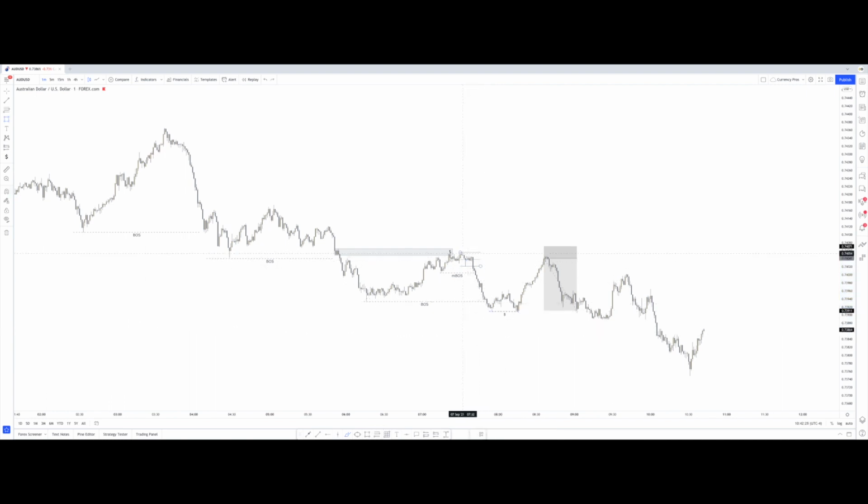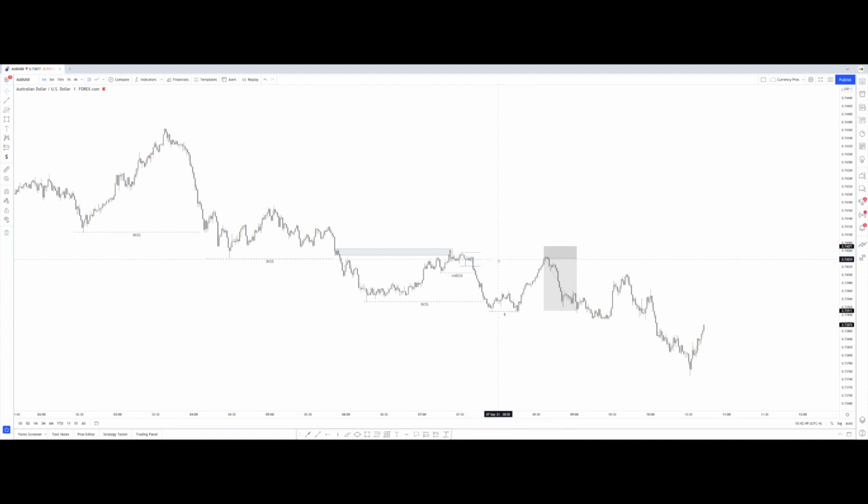Which was right here. Now, instead of getting too specific, I just highlighted this general consolidation area because it would still allow me a comfortable 3-pip stop loss. So I just decided to not get too greedy with it. I just target the entire zone there instead of trying to narrow it down to one specific candle. So I highlighted the whole zone.